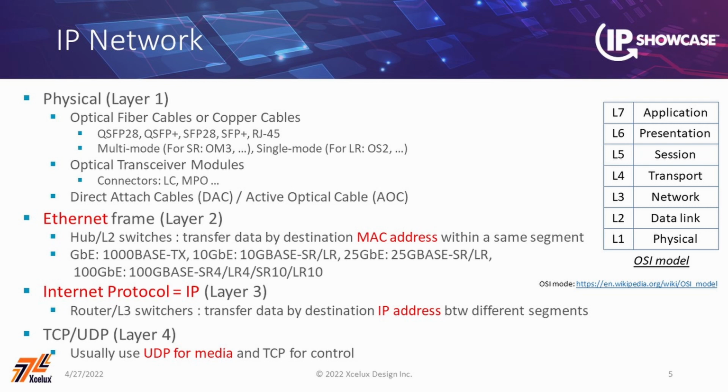We usually use Ethernet and IP, and you can see the Ethernet switch and IP switch, but you should take care of the difference. Layer 2 switches transfer data by destination MAC address, and layer 3 switches transfer data by destination IP address. Different.